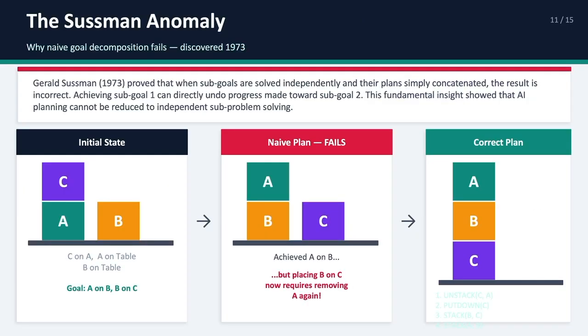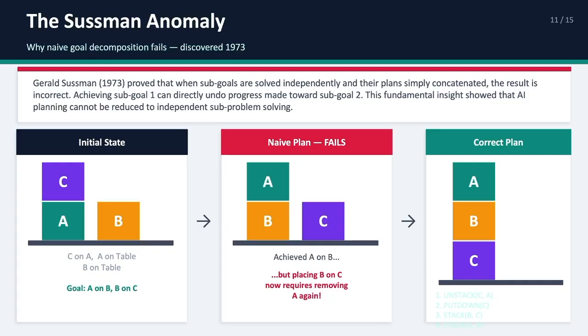Now, this explains the Sussman anomaly. It is the famous problem in AI planning. It shows that we cannot solve goals one by one. For example, if we first try to achieve A on B and then try to achieve B on C, we may need to remove A again. So the first goal gets disrupted.